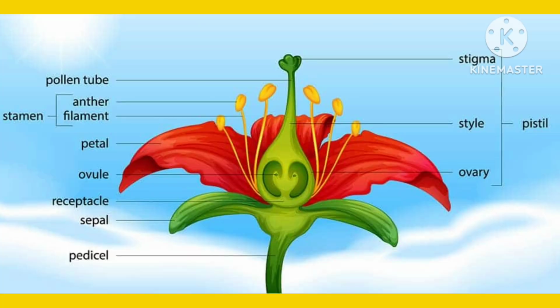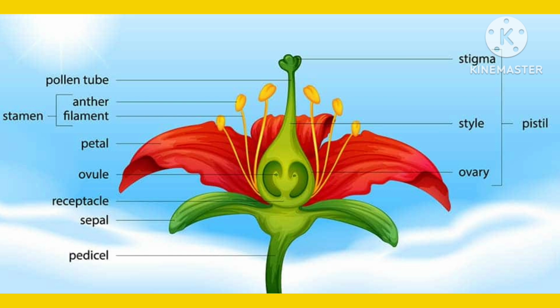So as you can see, there is a picture displayed on the screen. You can see a stigma, a style and an ovary. This comes in part of a pistil that is known as the female reproductive system. On the other hand, you can see the pollen tube. There is an anther and a filament. The filament is like a thread and the anther is present on the top of that. This comes under stamen, that is the male reproductive system.